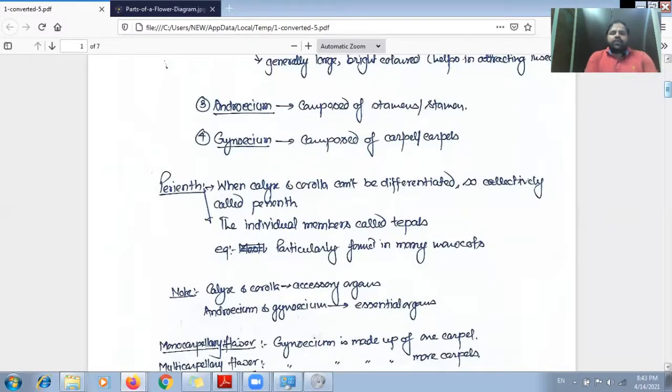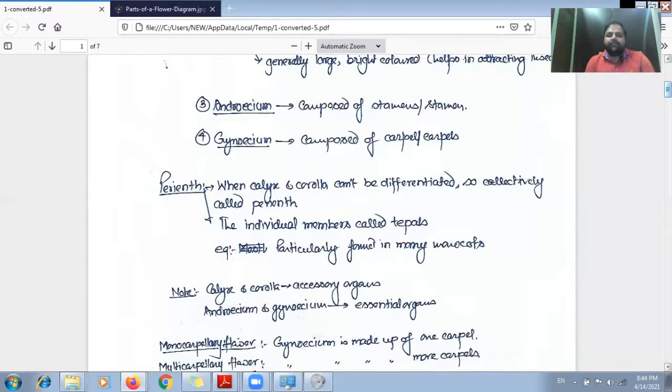Now, on the basis of essentiality, all the parts of the flower have been divided into two categories. One is called accessory organs, and the second category is called essential organs. The accessory organs of the flower include calyx and corolla, just because they are not directly involved in fertilization and formation of the embryo.